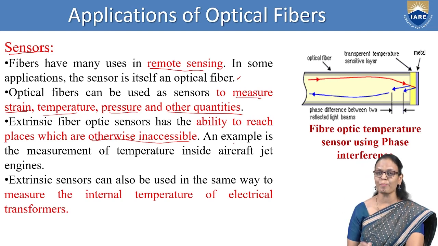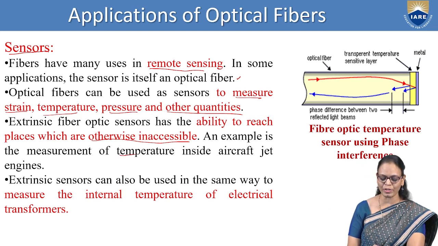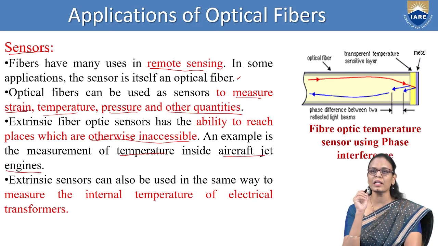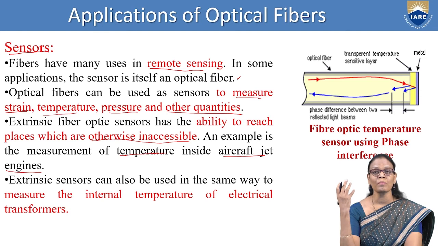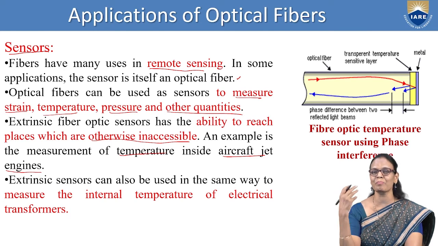An example of this is the measurement of temperature inside an aircraft jet engine. In a jet engine, if you have to measure the temperature, when you are using an engine, there is a tendency that the temperature may go high, it can get heated up. But we need to know, so we use sensors.